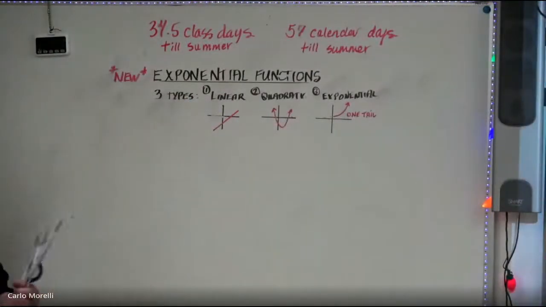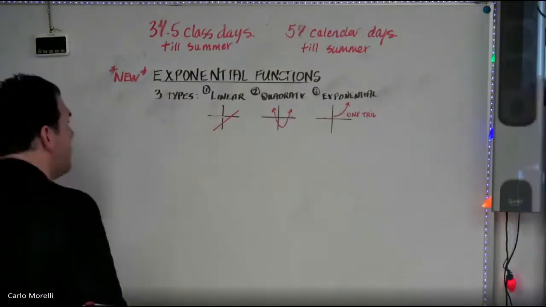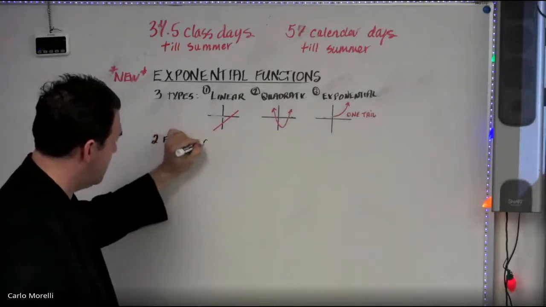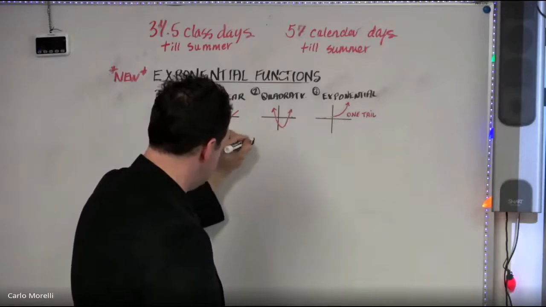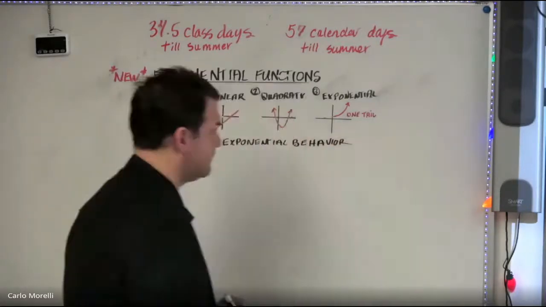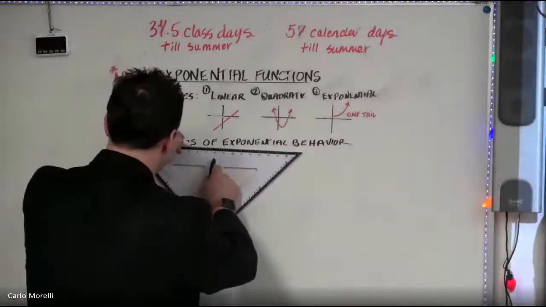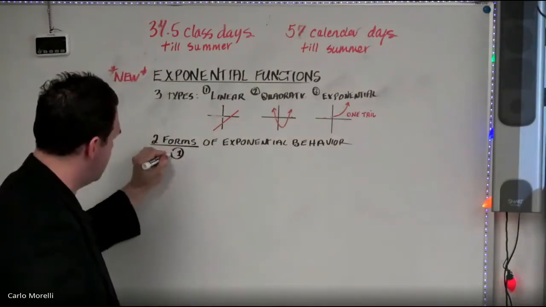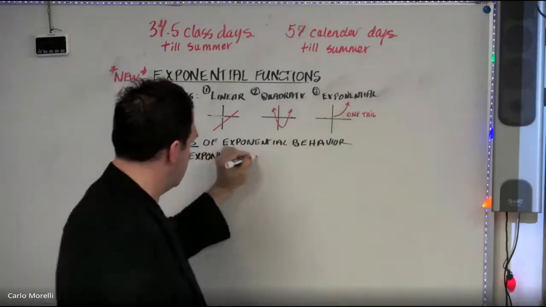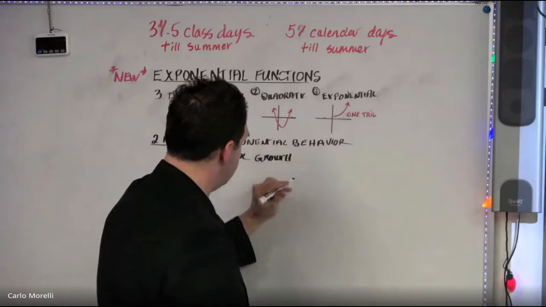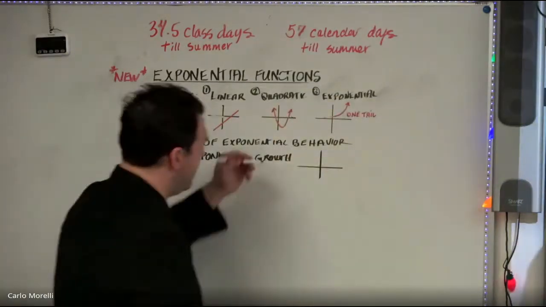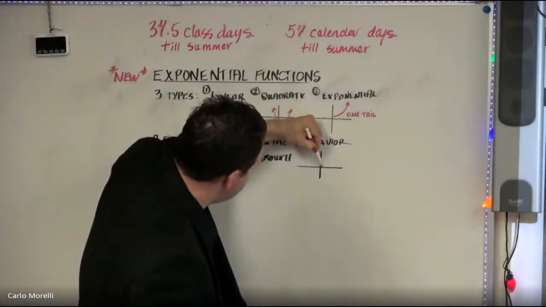Now, there are two forms of exponential behavior. So let's write down exponential behavior. Two forms of exponential behavior. The first form is called exponential growth. And the picture of exponential growth looks like this. It's really better to see it every time. Exponential growth starts out small, maybe even at 0, and then you see it shoot up.